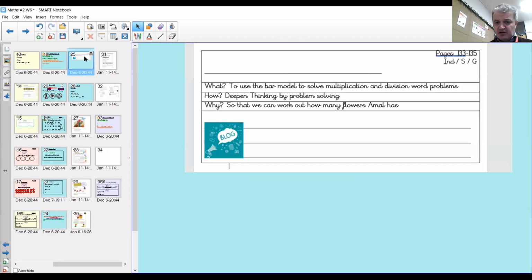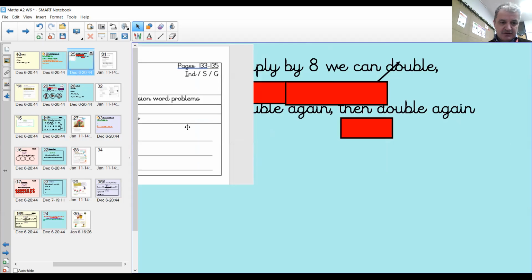Okay, so there's our blog. Use the bar model to solve multiplication and division word problems. Deep thinking by problem solving, so we can work out how many flowers Amal has. Okay, so we're going to go into the book. Let's have a look.